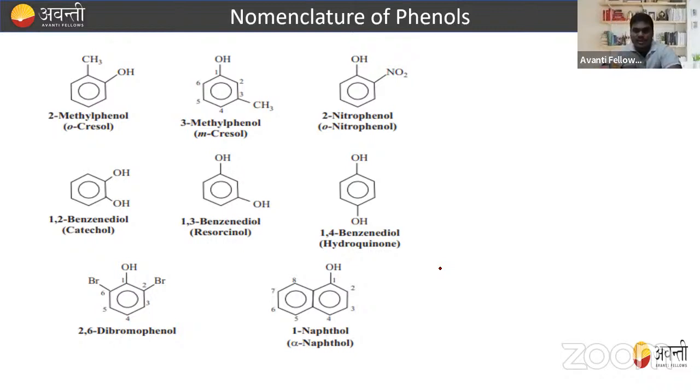And this OH and NO2 compound is known as 2-nitrophenol or orthonitrophenol. Again, this one is known as catechol, right? Remember this name, that is catechol, or we say 1,2-benzenediol. Similarly, this is known as 1,3-benzenediol, that is resorcinol, and this one is hydroquinone. Similarly, this is known as 2,6-dibromophenol, and this is known as 1-naphthol, or we say alpha-naphthol.